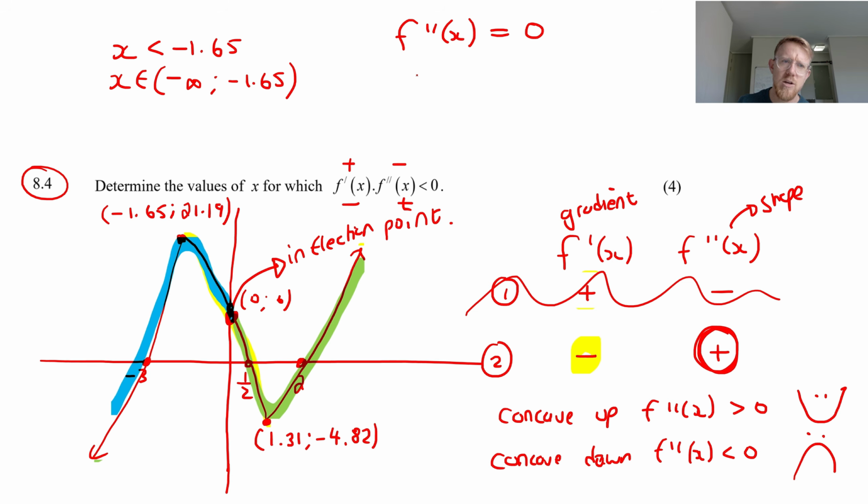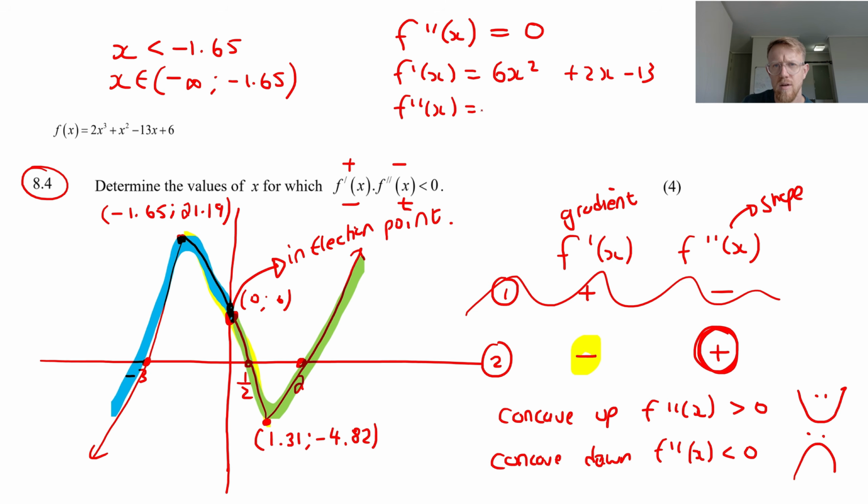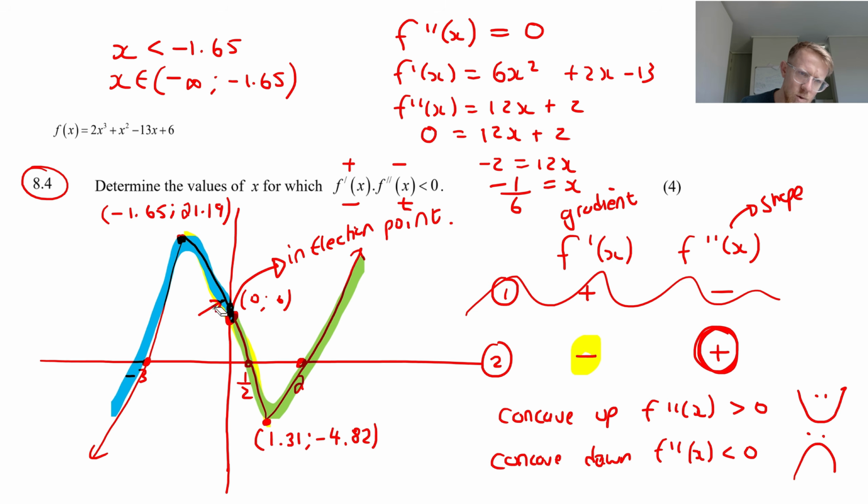So if we then go take the second derivative, well, to do that, we need the equation again. So we'll go take the first derivative, and that's going to give us 6x squared plus 2x minus 13. And then to take the second derivative, that'll be 12x plus 2. And we said that we'll make that equal to 0. And if you have to solve this, you would eventually end up with x is negative 1 over 6. So that means the x value where it switches over is negative 1 over 6.